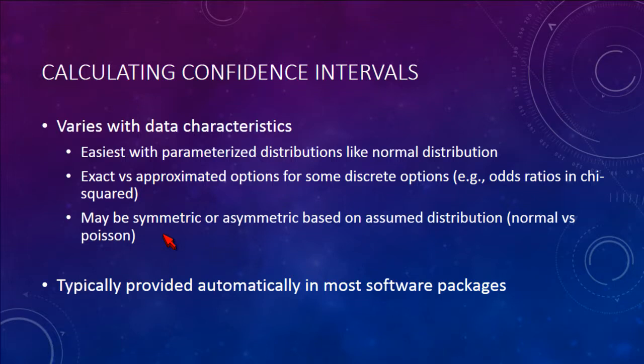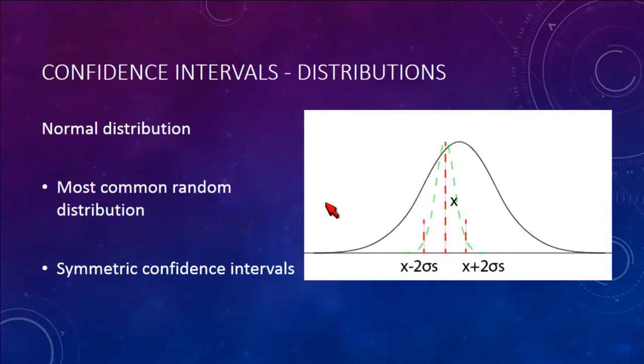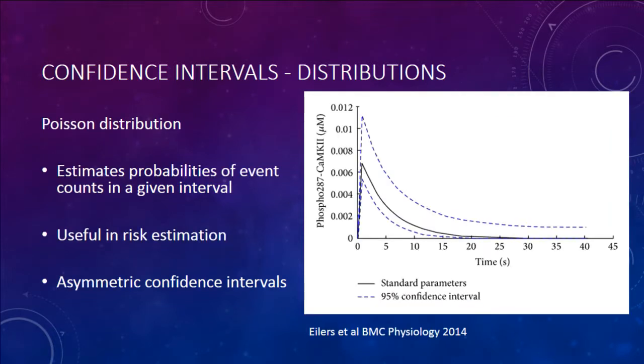Confidence intervals can be symmetric or asymmetric based on the assumed distribution. So if you have a normal distribution, we know that there's symmetry around the mean, and so our confidence intervals are going to be the same above and below. If we have an asymmetric Poisson distribution, the confidence intervals are different above and below. So again, with normal distributions, the confidence intervals are nice and consistent on both sides. This makes it very simple for us to describe normal confidence intervals in normal distributions, and most software packages will provide these automatically under an assumption of normality.